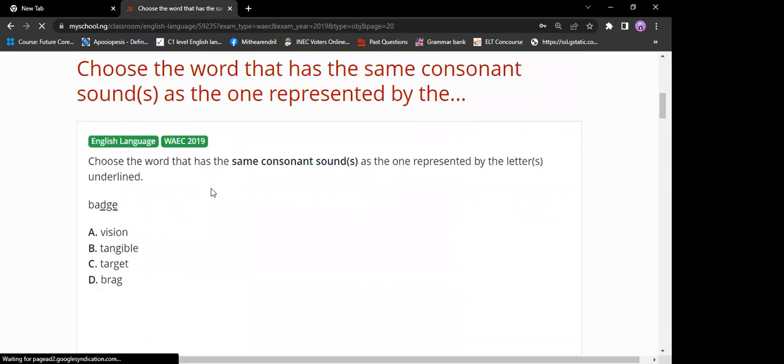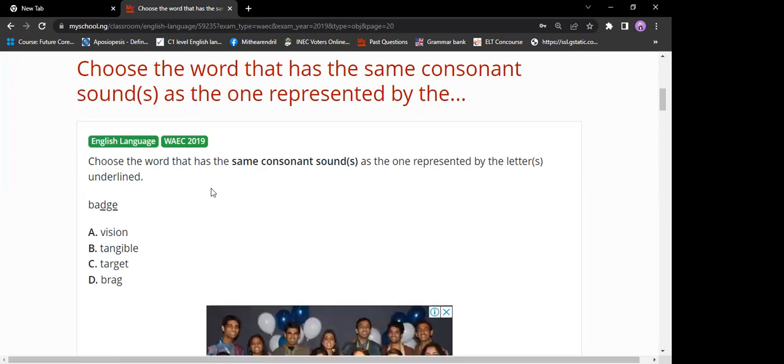Now over to another one. Good. The word is badge. The first option is vision. The second word is tangible. The third one is target. And the last one is brag.